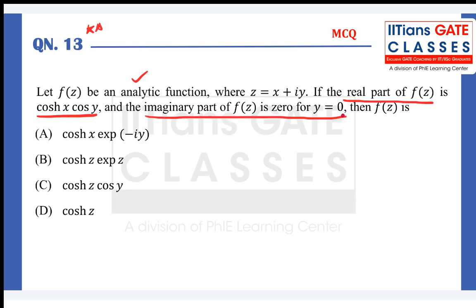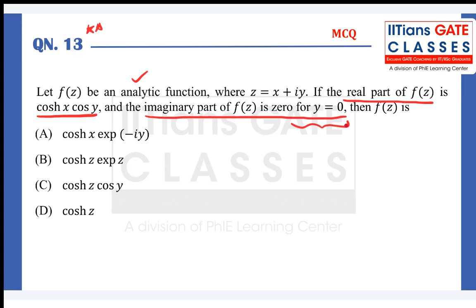Many students may read this incorrectly, so they may think that the imaginary part of f of z is 0, so that means there is no imaginary part, but they have given that it is only 0 for y equal to 0. So that is a very important condition there. Then you need to find f of z. What is the nature of f of z?